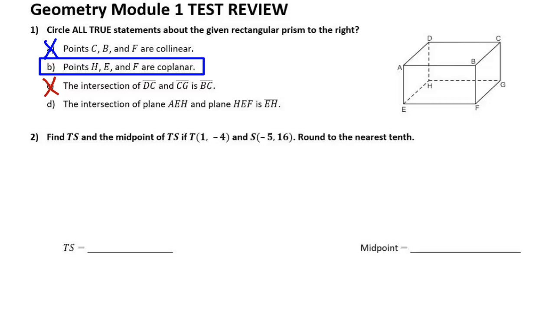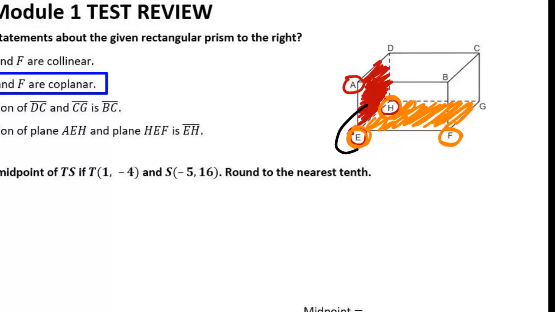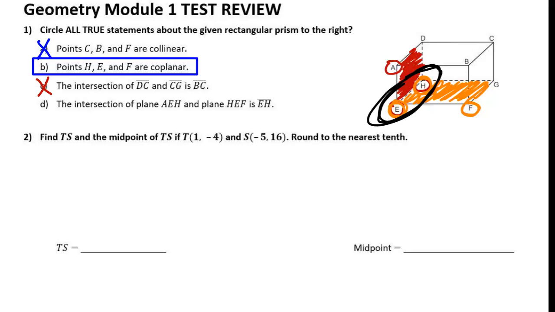The intersection of plane A, E, H, here's A, here's E, here's H, so that's this side over here, and plane HEF, H, E, F, that's the bottom, is EH. Here's segment EH. Do the red and orange planes touch everywhere along that black circled segment? Yes. So this would be true. So we would circle that one.